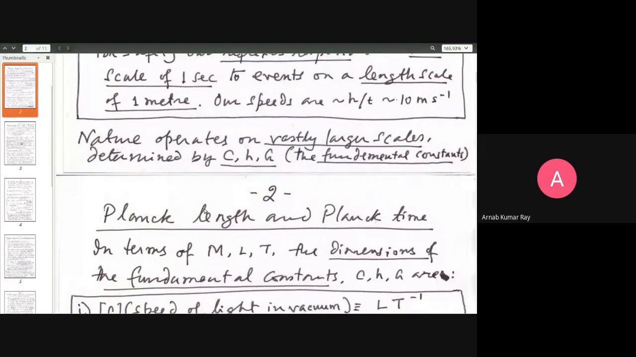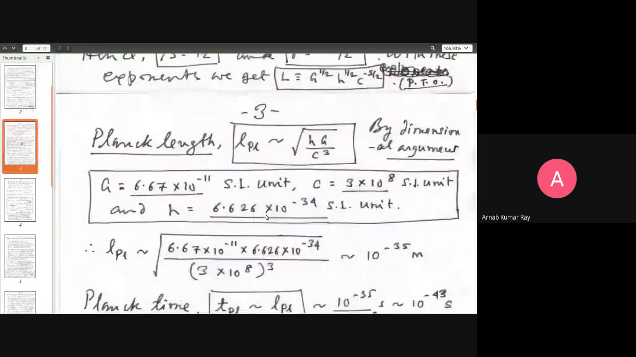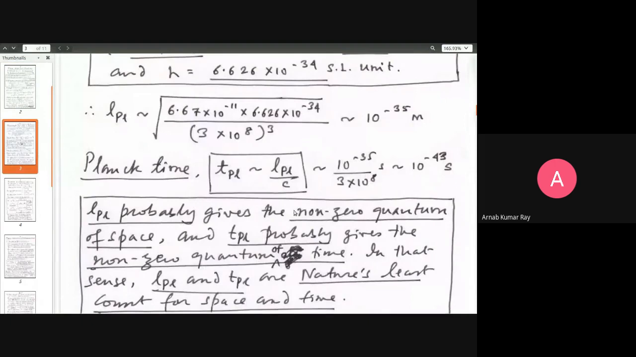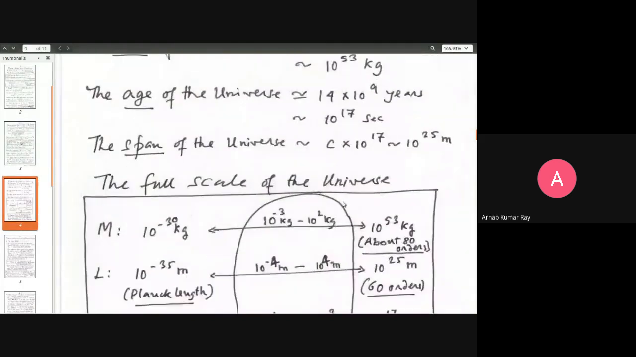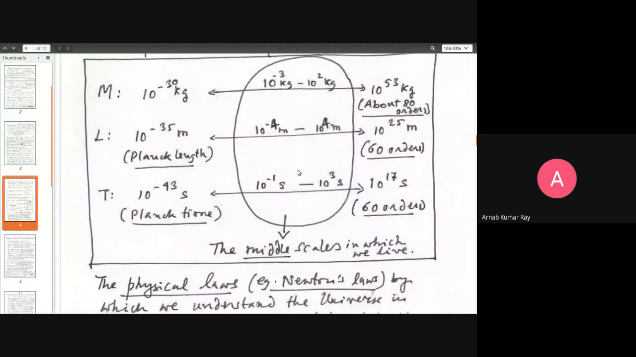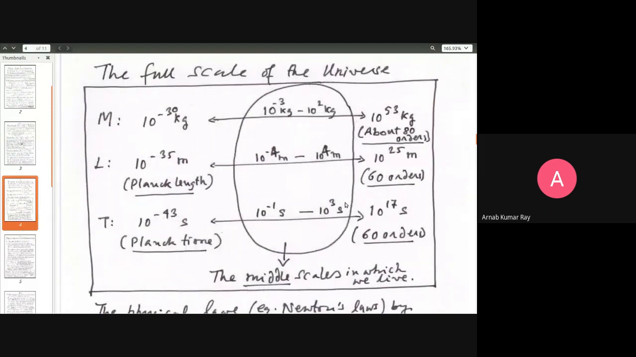So we acquainted ourselves with the scales of order of the three mechanical dimensions, namely mass, length, and time. And then we informed ourselves of the fact that the actual scales of the universe are far greater than what we can experience through our senses. This small table says so.